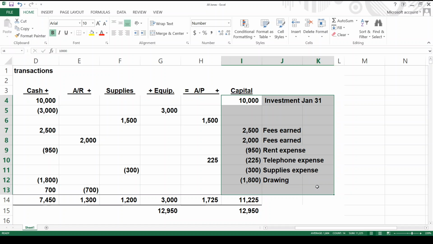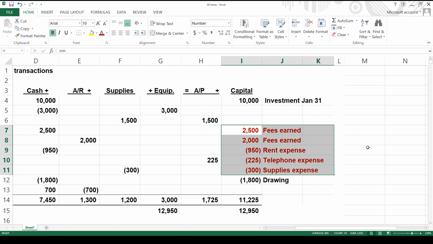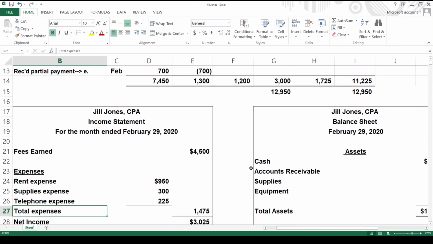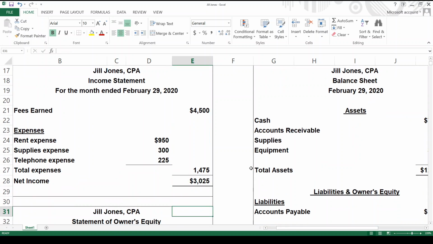How did that happen? No, well, we know what happened. We know all these things happened here, right? But we know that if you take these over here, the revenues and expenses, we know that the net of all those transactions is $3,025. That's what? That's the net income. Are we going to list that stuff all over again? Of course not.